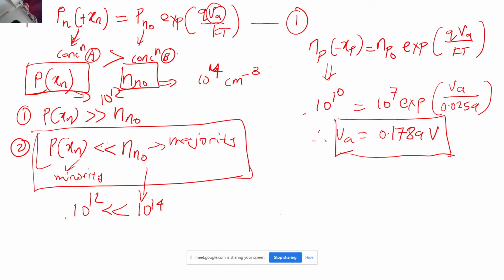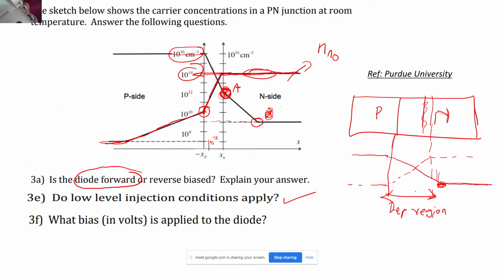Hello? Hello, yeah. Sir, can you repeat that? Which part? Low level injection. Okay. See, for low level injection, what you actually determine.